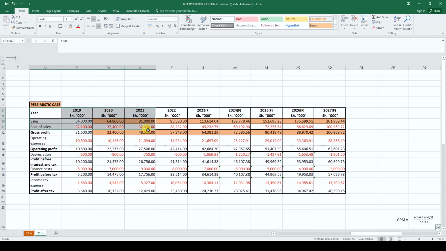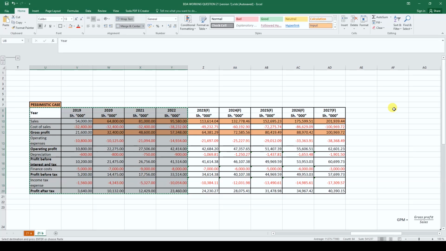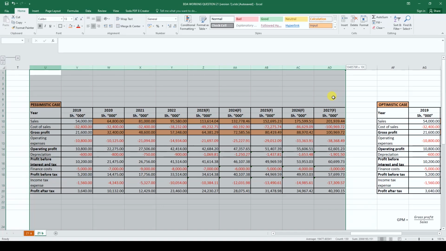And we copy this part up to 2022, like that again. Copy. Sorry, I said cut. This should be copy. And we put it right above right here. Control V. And this case is what? Optimistic case. In a similar font, just put that right there. And here we can just group it right over here.